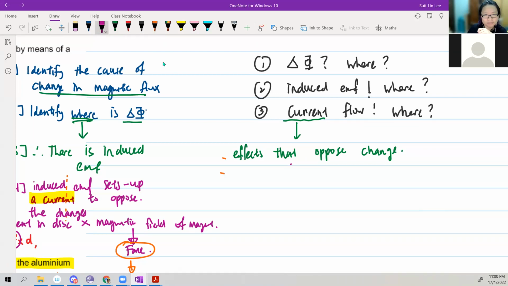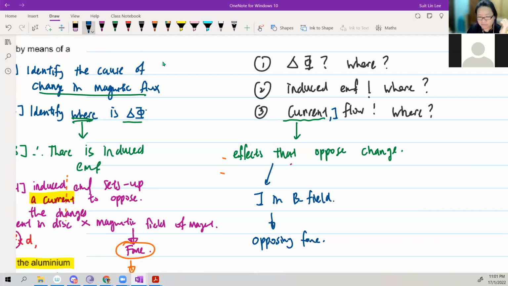The first one is that if there is current, let me change this current I. So this current I in a magnetic field will cause an opposing force. And this opposing force will create different things: it will slow down a magnet, and will cause the aluminum ring to jump.